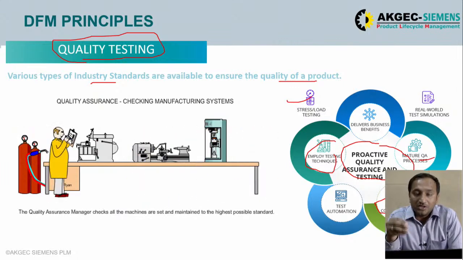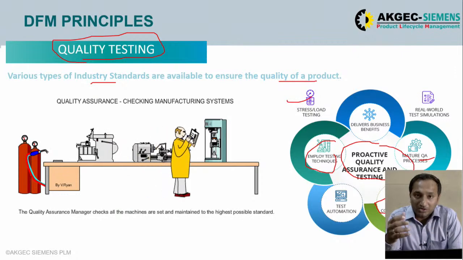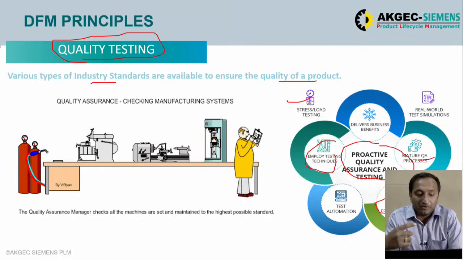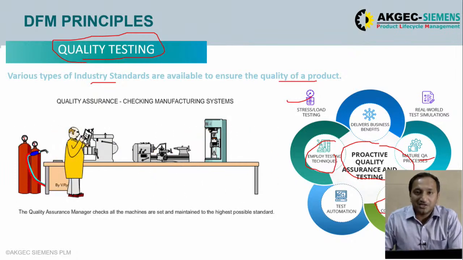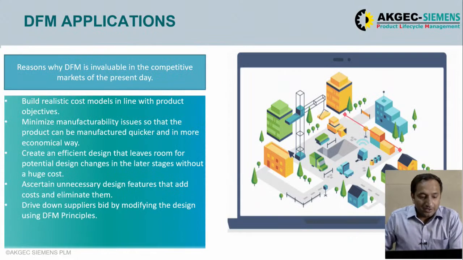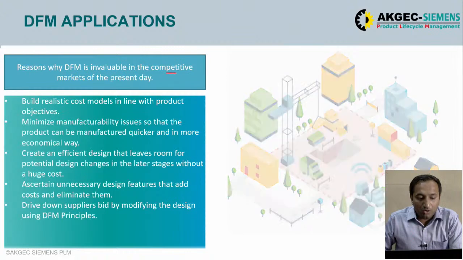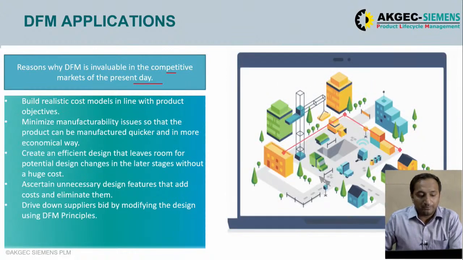So all these points, all these criteria and principles which I have talked about just now, these 5 principles are the focus area on which design for manufacturing essentially works. Now let us study the applications of it and the reasons why DFM is invaluable in the competitive markets of the present day.